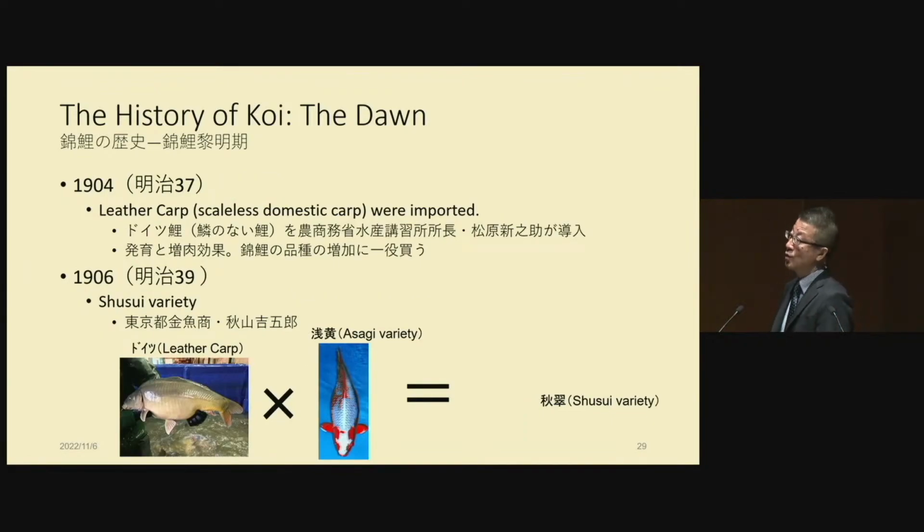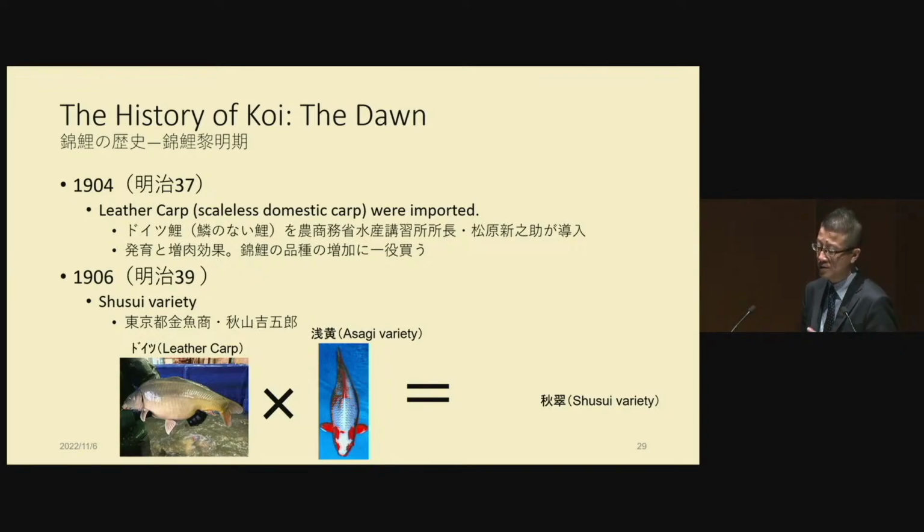1904, the end of the Meiji era, Doitsu-goi without scales. In English, they also call them leather carp. Scaleless domestic carp were imported, not by Niigata Prefecture. The government, the ministers of agriculture and commerce, imported those carp, and the purpose was to develop those carp to make them edible. And we have a lot of Doitsu varieties, and they played such an important role to increase the variety. So Nishikigoi is integral to the traditional culture of this Niigata prefecture. But already we had imported technology and knowledge from other countries as well.